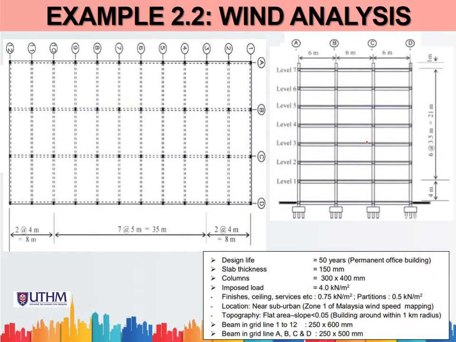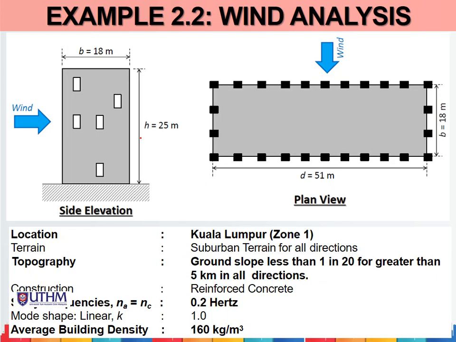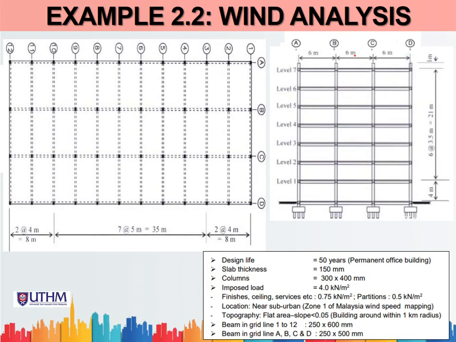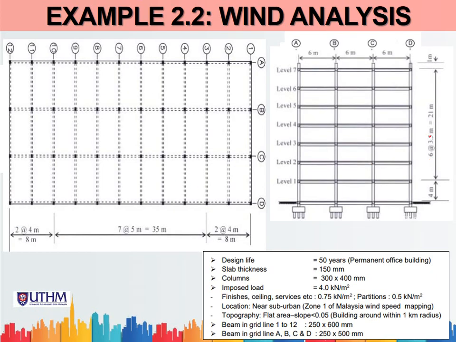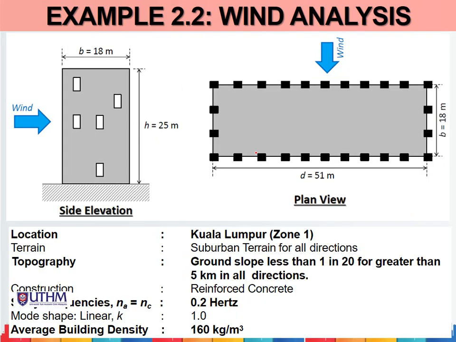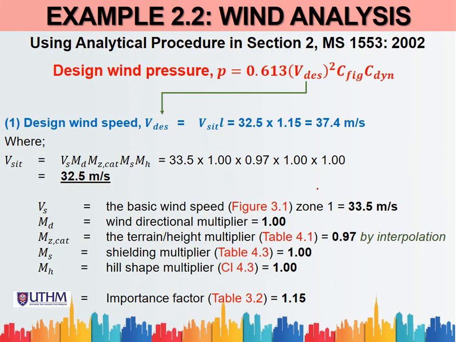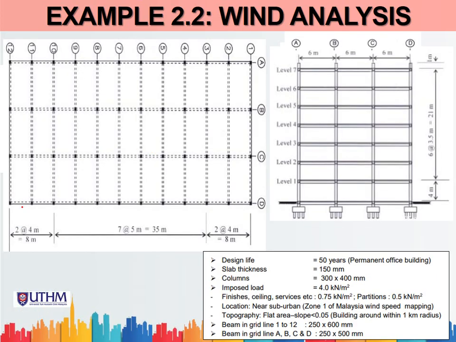This is the side elevation here. 6 meter, 6 meter, 6 meter, so 6, 6, 6 equals 18 here. And the height here is 25. 6 multiplied by 3.5 is 21, plus 4 meter here is 25. So this is the total H. Meanwhile, for the overall length, D equals 51 meter. From here to here is 51: 35 plus 8 plus 8 plus 16.